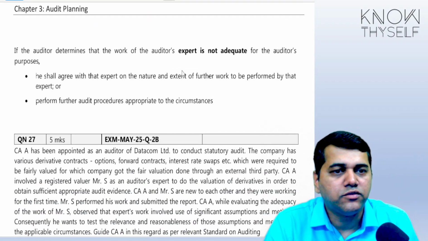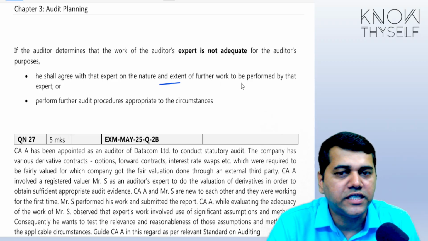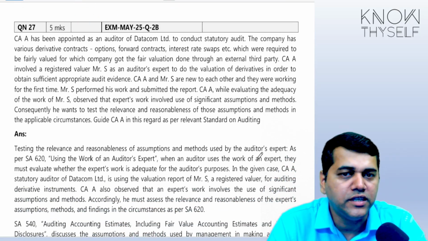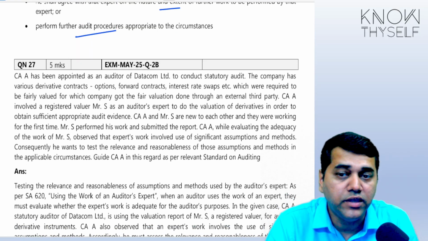Yes, so if the work is not adequate, he shall agree with the expert on the nature and extent of action and perform further audit procedures. Okay, let us see November 25, May 25, how they have asked in the examination.